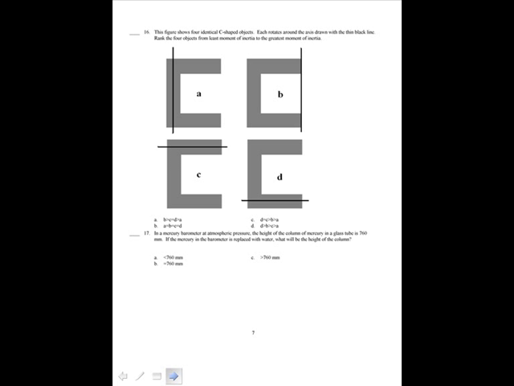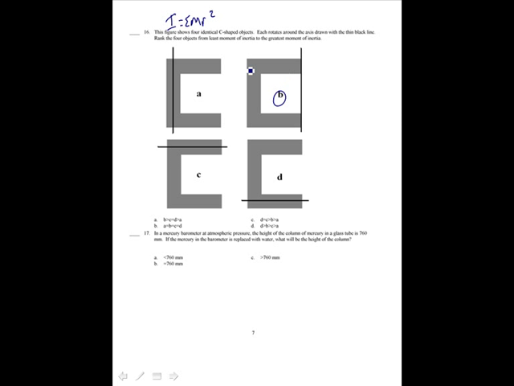This figure shows 4 identical C-shaped objects. Each rotates about the axis drawn in the thin black line. Rank the 4 objects from the least moment of inertia to the greatest moment of inertia. Remember, moment of inertia is equal to the sum of mr squared. And so the one with the greatest moment of inertia is the one with the most mass at the largest radius. And that is option B.